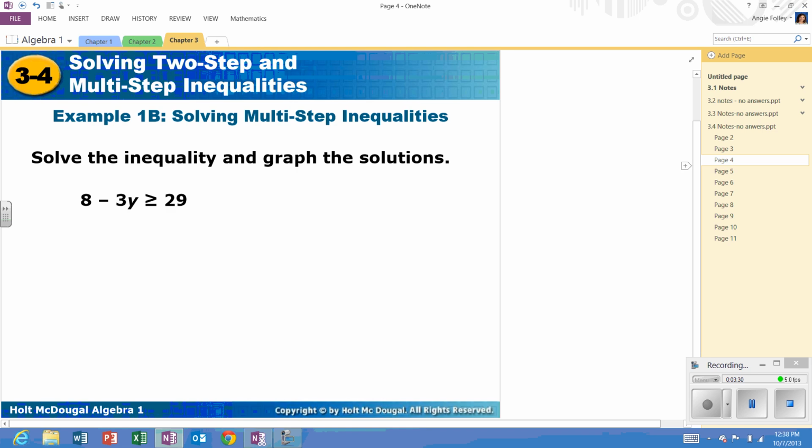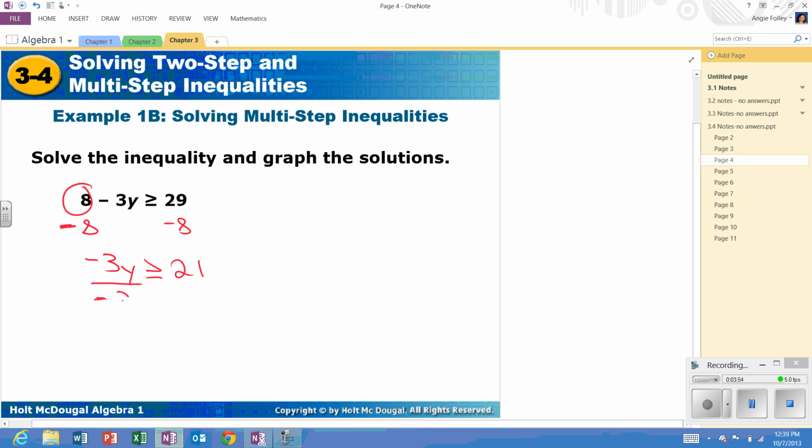8 minus 3y is greater than or equal to 29. Well, let's get rid of this 8 first, and since it's being added, we need to subtract it. So then we get negative 3y is greater than or equal to 29 minus 8, which becomes 21. Okay, we don't flip the sign yet, all right? We only subtracted. We didn't do any multiplication or division.